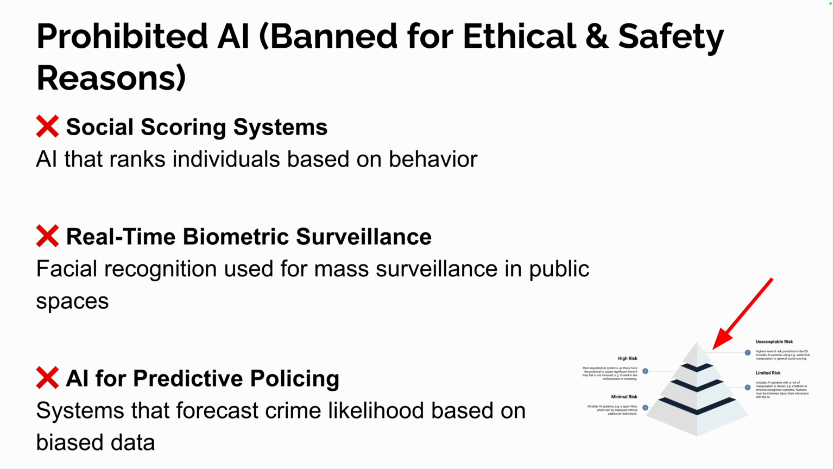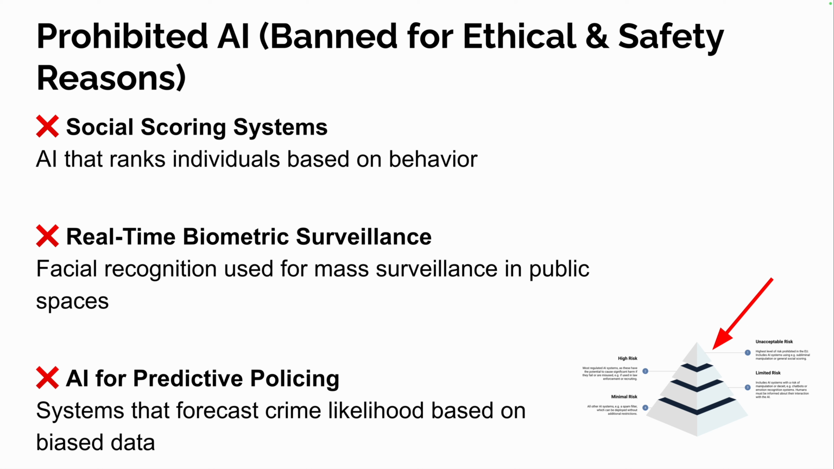What is prohibited in Germany and in the entire Europe? The types of AI applications that go towards social scoring systems, an AI application that ranks individuals based on their behavior in society on a daily basis. Real-time biometric surveillance, like facial recognition used for mass surveillance in public spaces like train stations, bus stations and so on, places where people walk by and their faces are screened through an AI surveillance system.